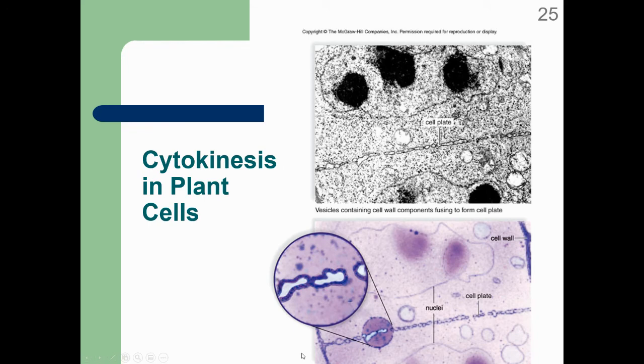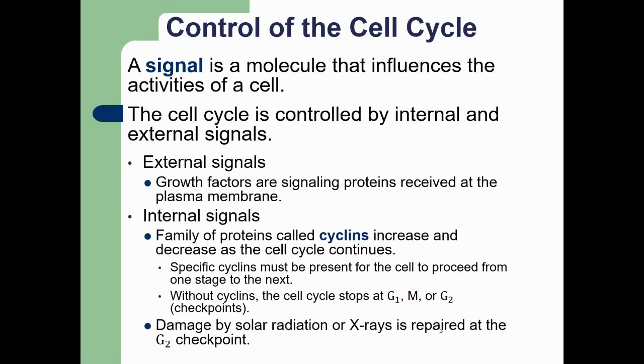So here's what that looks like. All of these separate vesicles, and once they merge, I have membrane on this side, I have membrane on this side, and all that middle stuff, the lamella, starts to produce that cell wall, and that divides my two nuclei into two daughter cells.